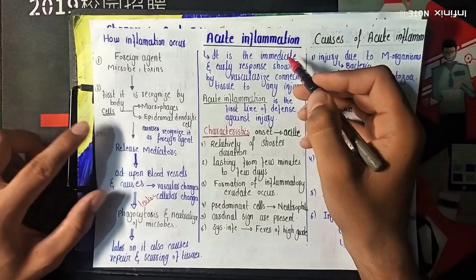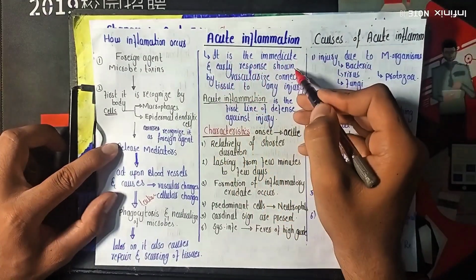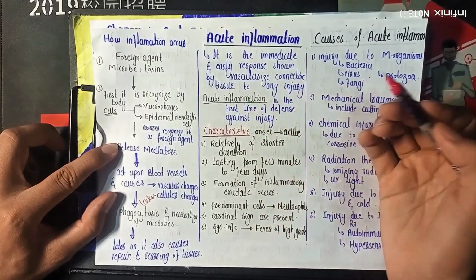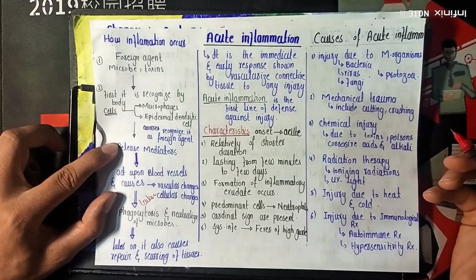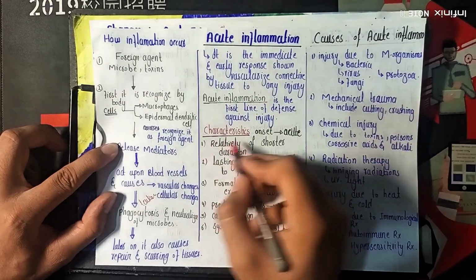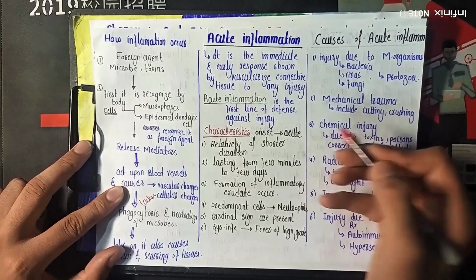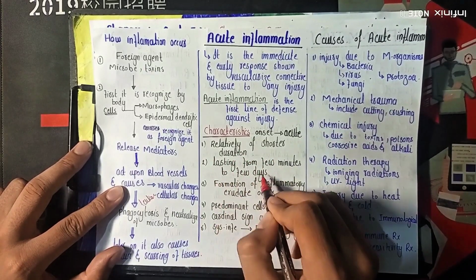अब हम start करते हैं acute inflammation को. So acute inflammation is the immediate and early response shown by the vascularized connective tissue toward any injury or the invading microorganism, and it is the first line of defense against the injury. अब बात करते हैं about the characteristics. So the acute inflammation is of acute or sudden onset, and it is of the shorter duration lasting for a few minutes to a few days.